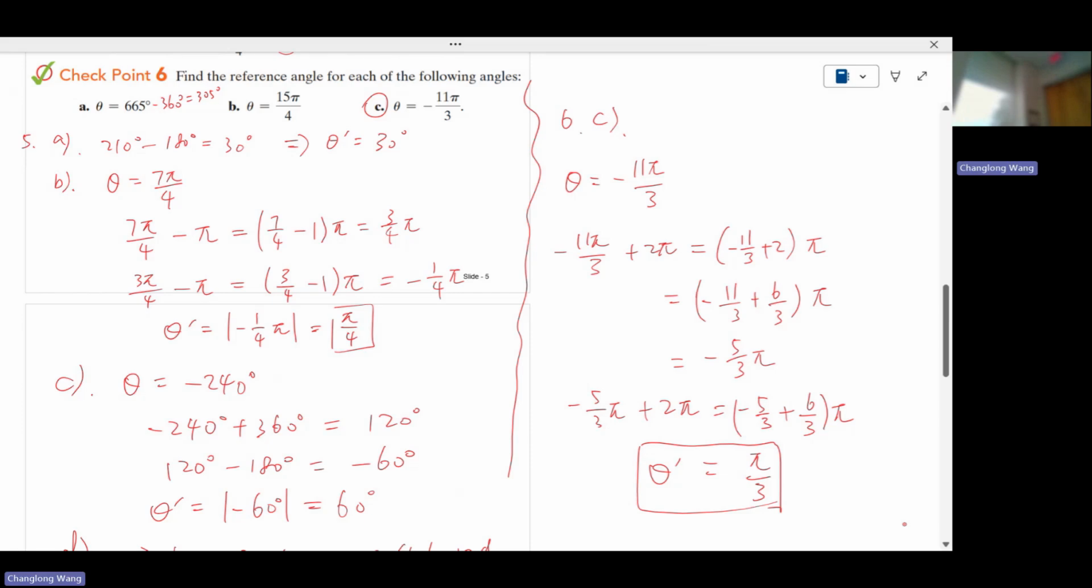Negative 9 over 3, negative 3 pi. Oh, you're not supposed to add the 2 directly to the negative 11. You have to make it the common denominator.